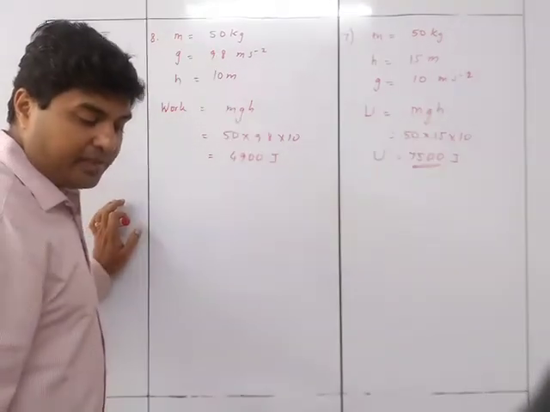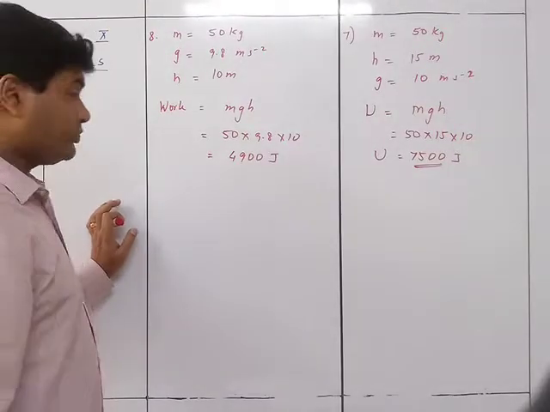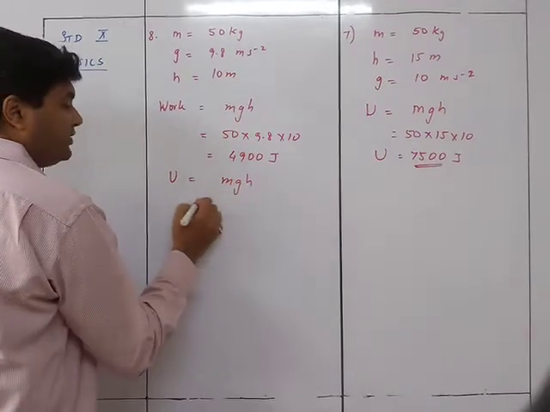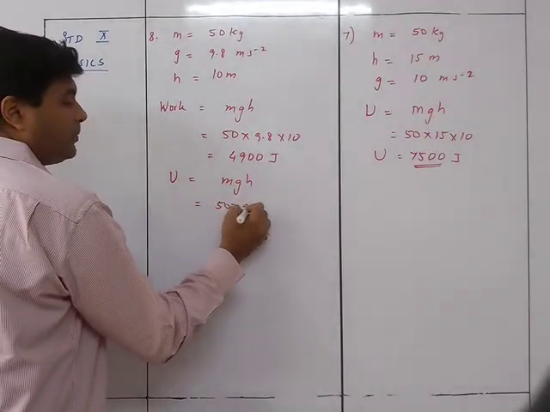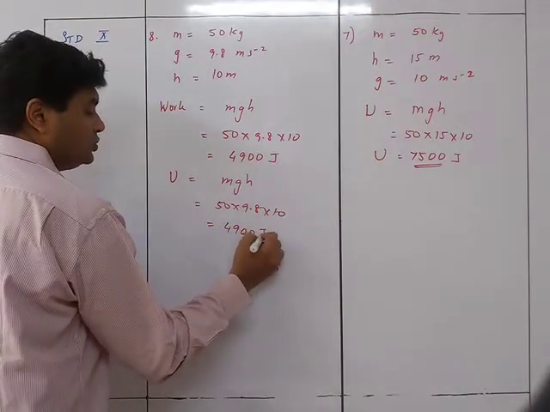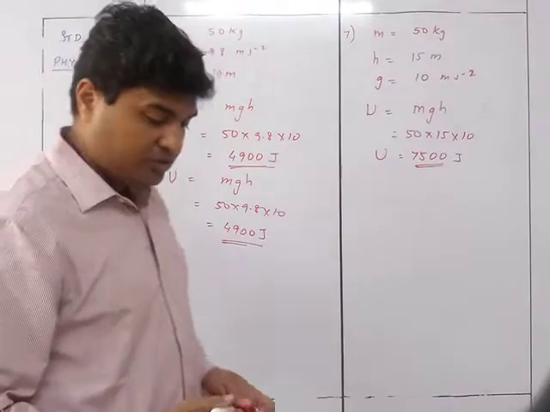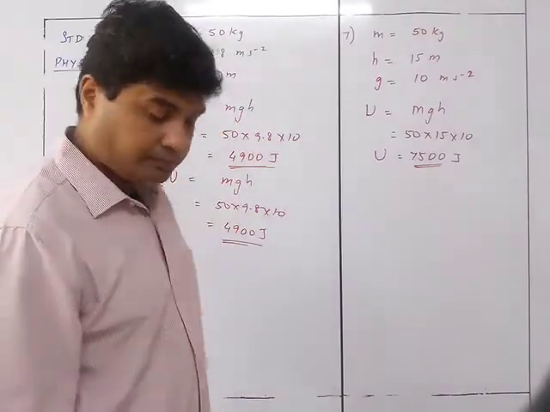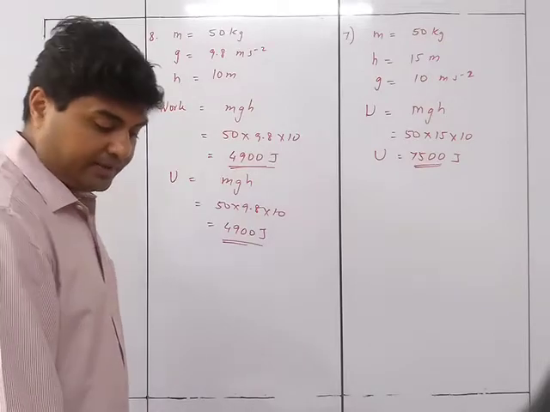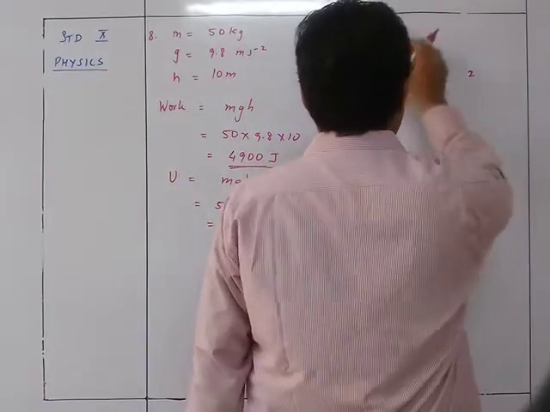Now at the same time, what is the increase in potential energy? Increase in energy is nothing but the work done. So again, increase in potential energy is also mgh, therefore it is equal to 50 into 9.8 into 10, which is equal to 4900 joule. So that's the two answers, both being 4900 joule. Okay, so that was sum number 8. We now move on to sum number 9.